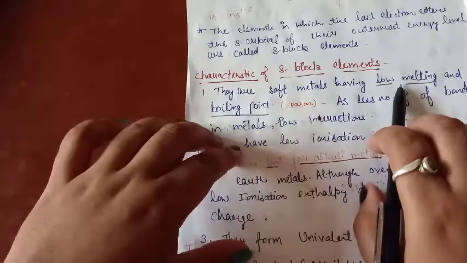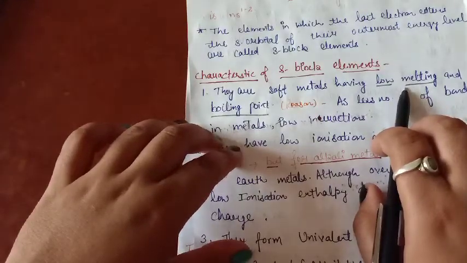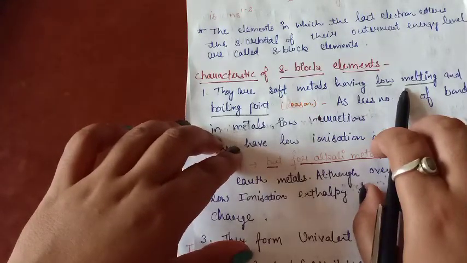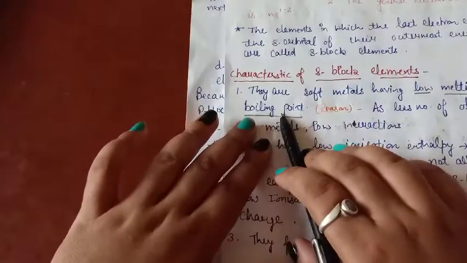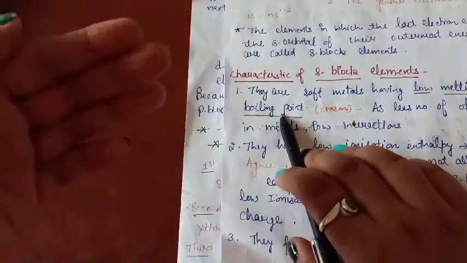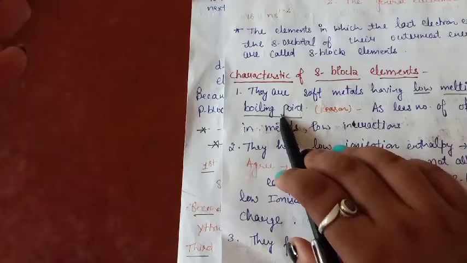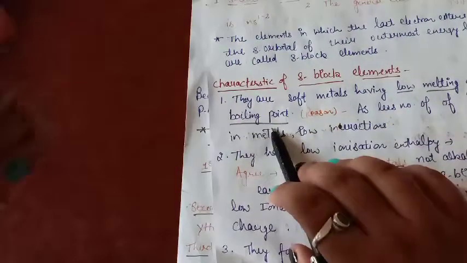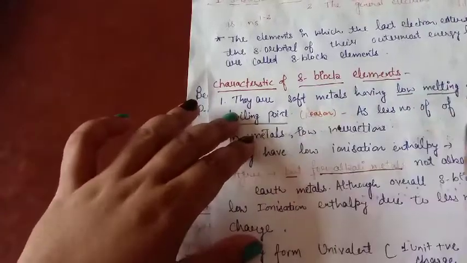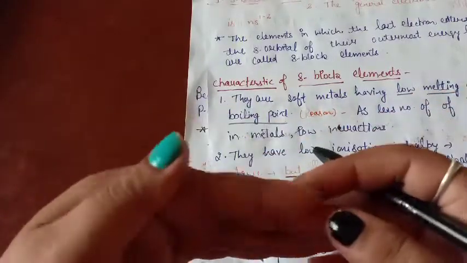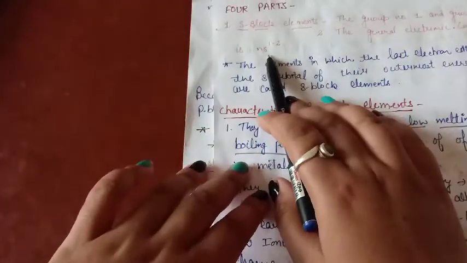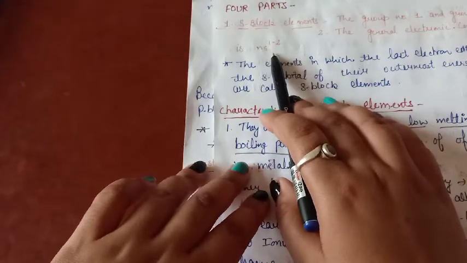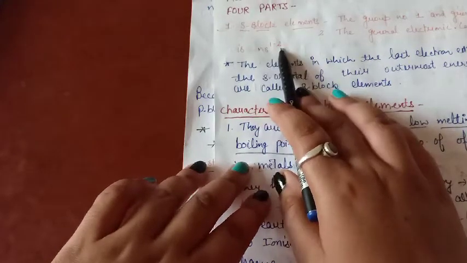Now if the bonds are weak, then definitely the melting point will be low, and the boiling point depends upon the type of interaction, that is van der Waals, etc. Different types of force of attraction. So if that is weak, then definitely the boiling point will also be low. Now why should these bonds be weak? Because we already know in case of s block elements, the outermost shell has 1 or 2 electrons only.